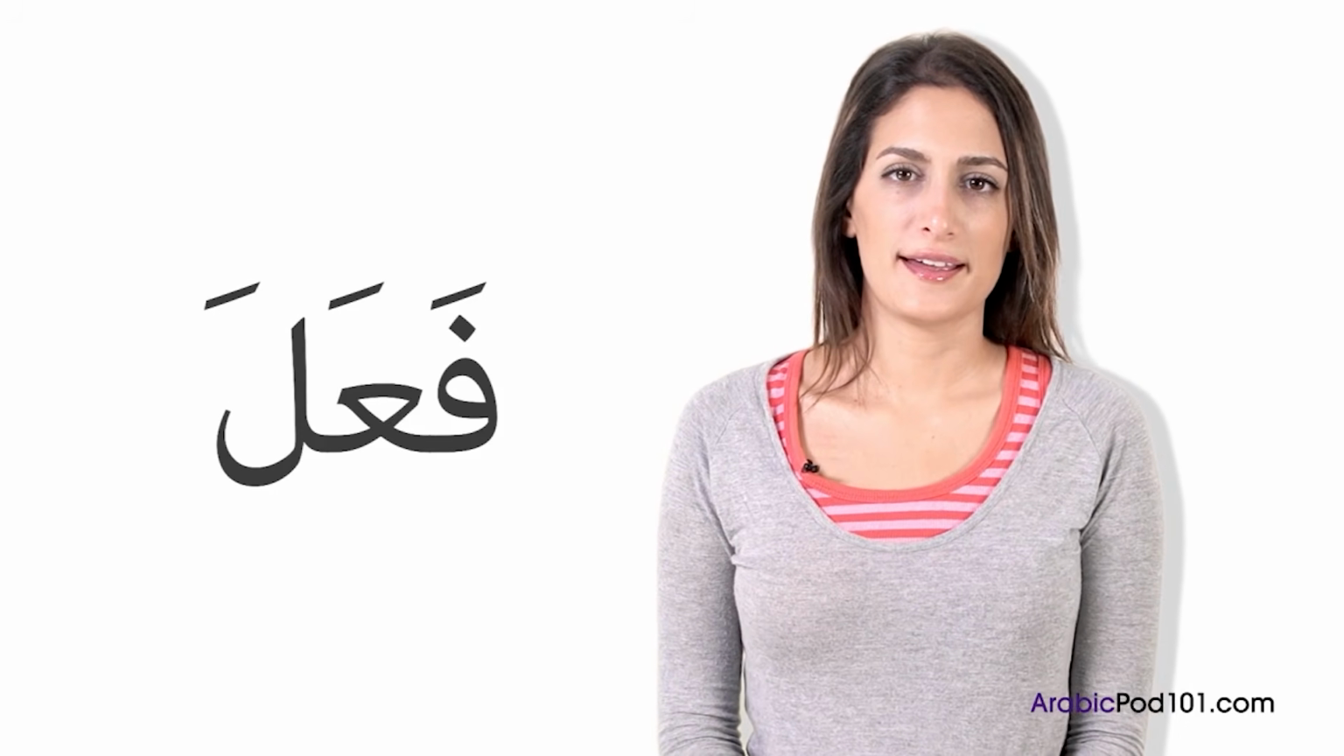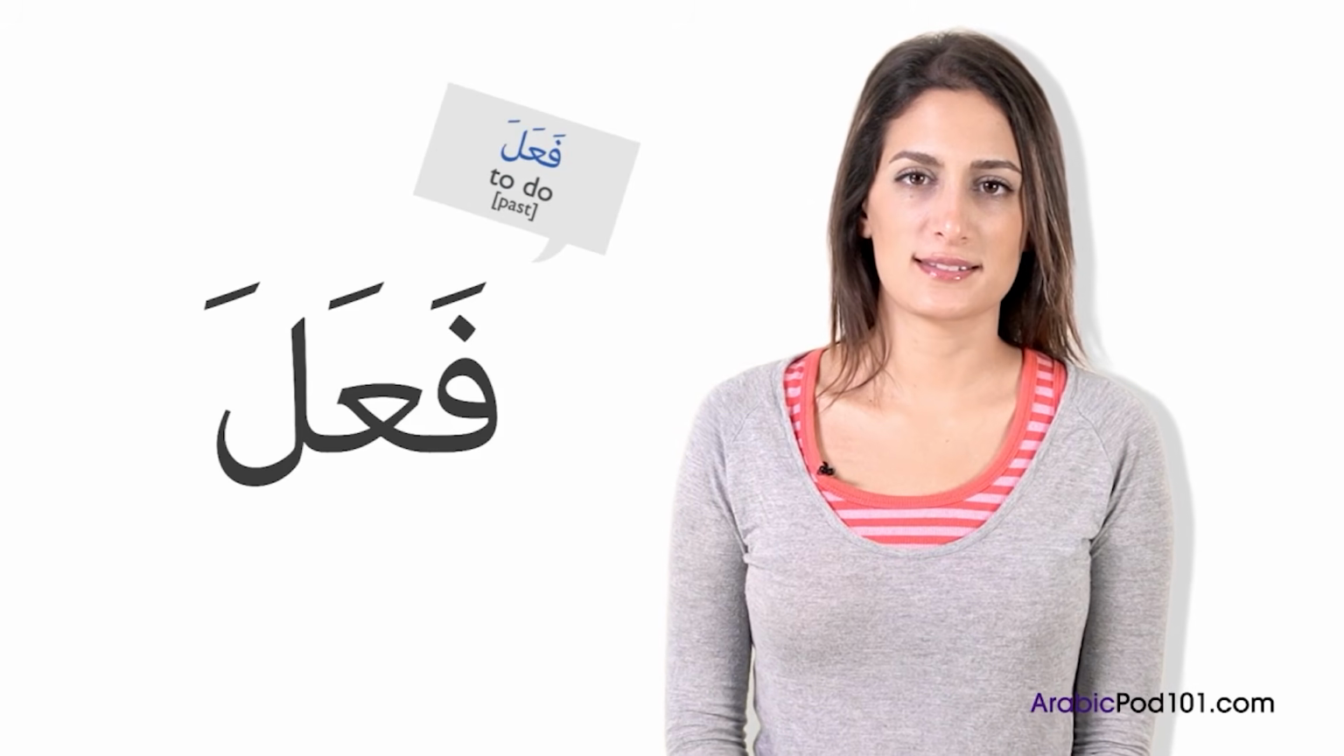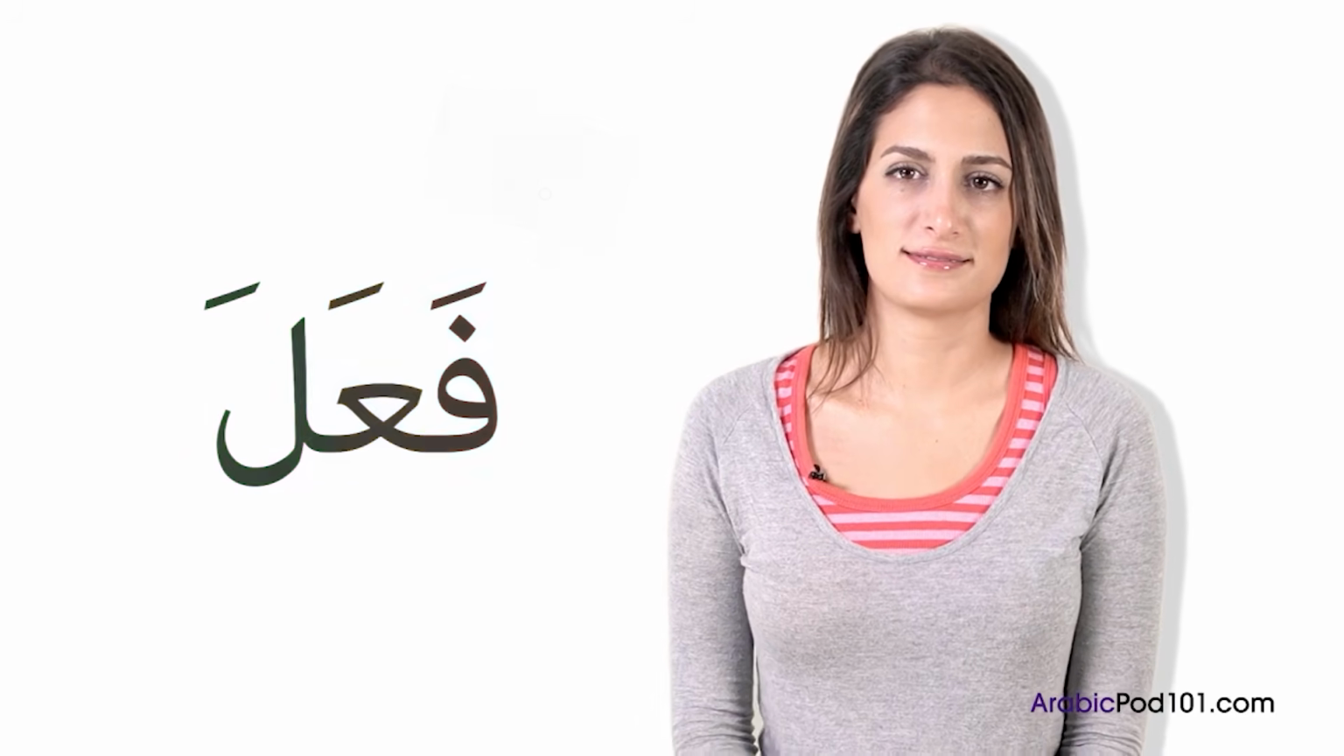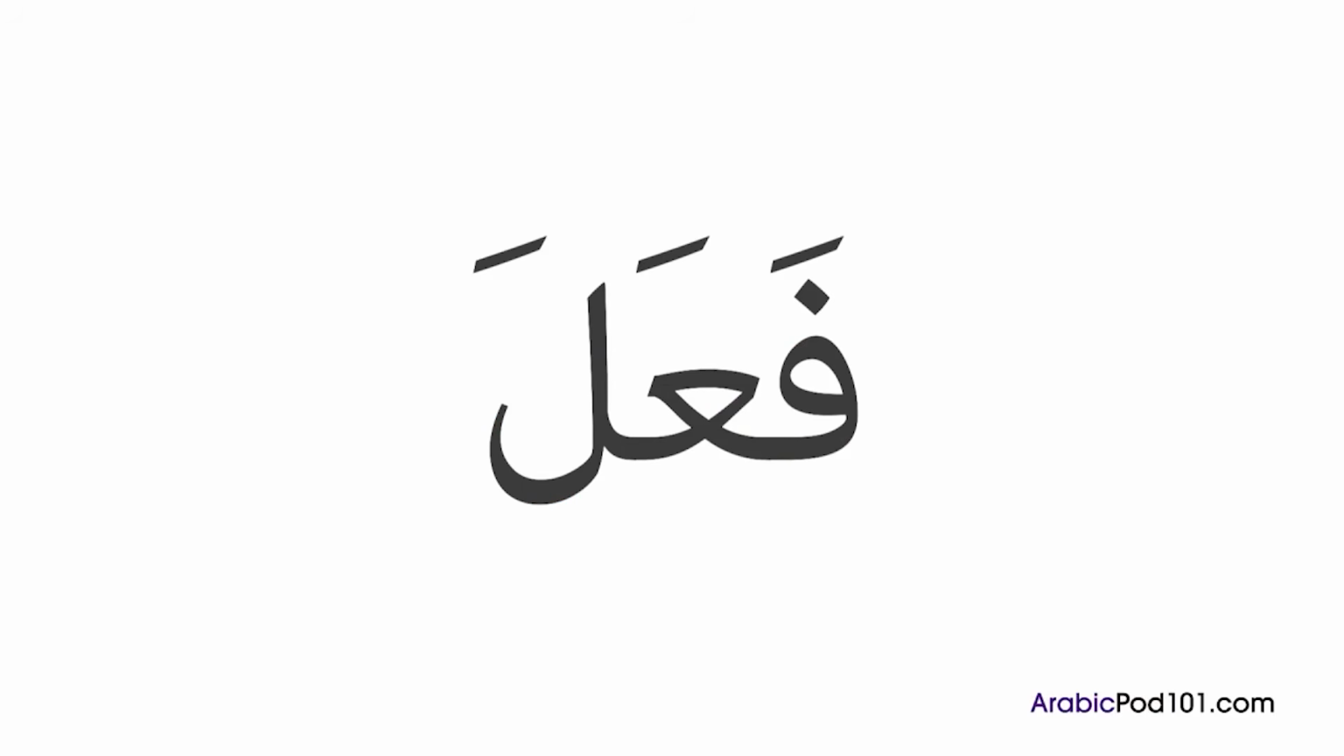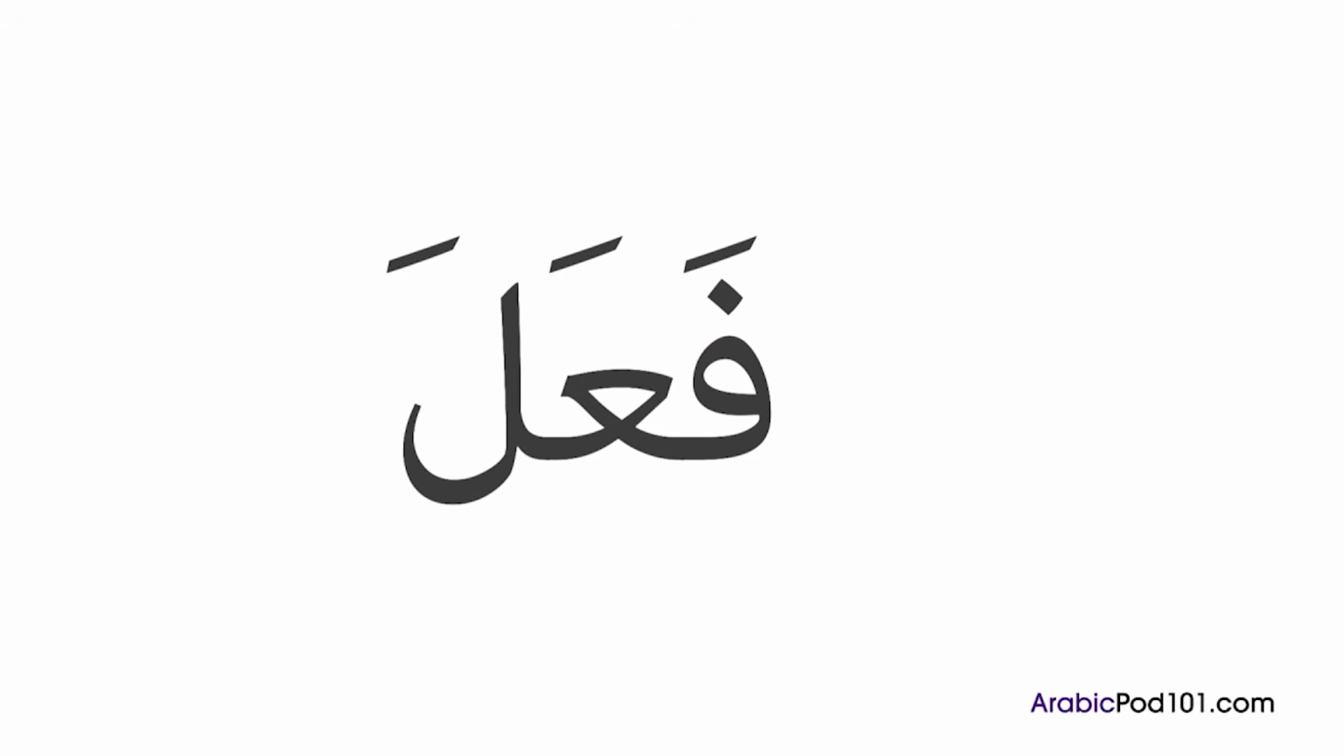The second word is fa'ala. It means to do in the past tense. Here we have a fa in the initial form, ain in the medial form, and a lam in the final form. Just like the previous kataba, all of the letters have a fatha. Let's write it down. Fa'ala.